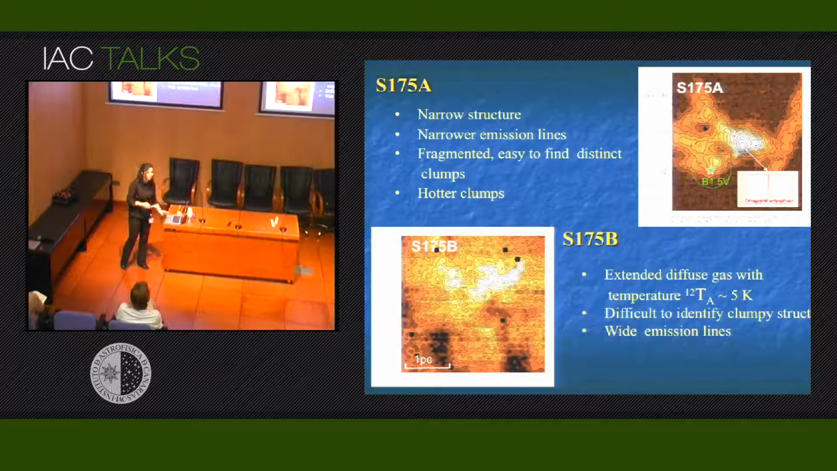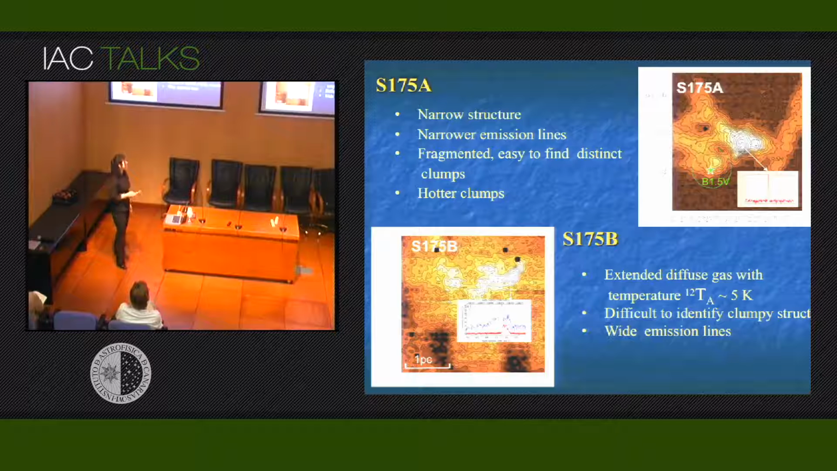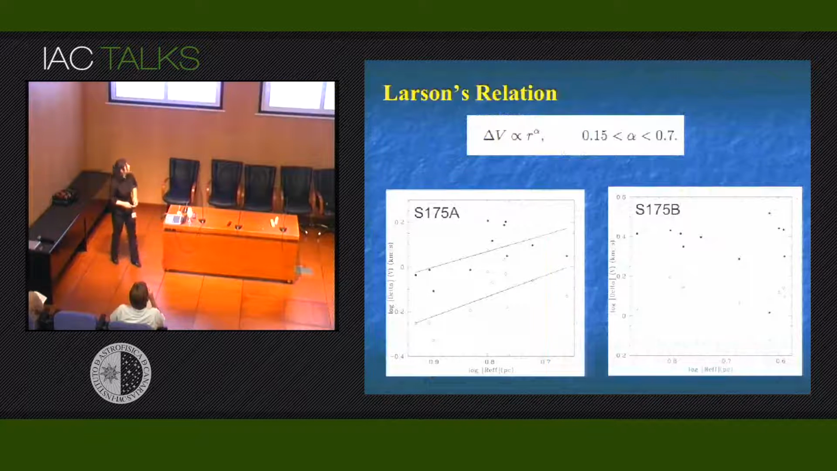So one of the relations that you can check to see how turbulent your region is, is to check how the line width relates to the size. This relation is known as Larson's relation: the line width depends on the size, and you can find a relation with a slope between 0.15 and 0.7. So we find, not really good, but we find the relation for clumps in 13CO and 12CO, but we didn't find anything for region B. This is region A, which was closer to the massive star. This is region B, which is far and has very large line widths.